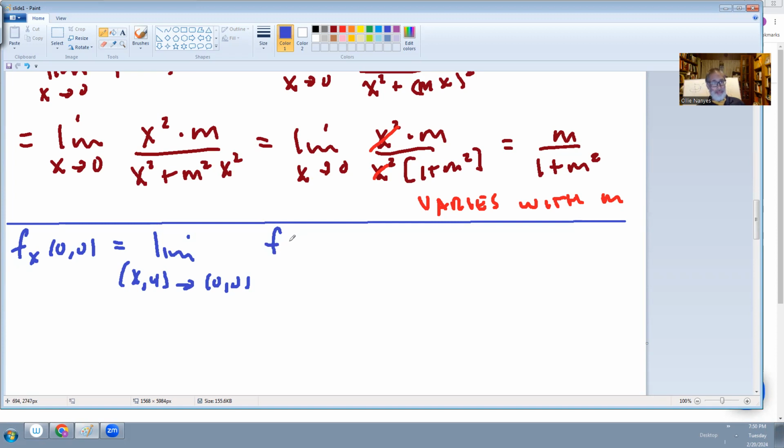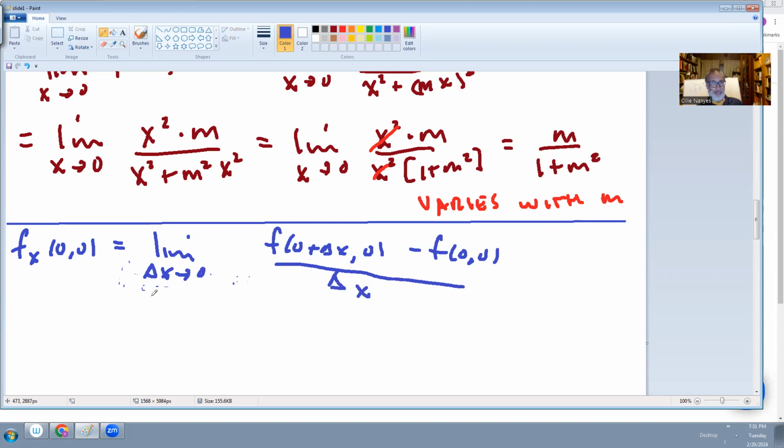Oh, I screwed that up again, darn it. You didn't see that? Let's get rid of this nonsense here. I was back on continuity instead of partial derivatives. Kind of bumbling today, but this is the limit as the change in x goes to 0 of f of (0 plus change in x, 0) minus f of (0, 0) over the change in x.